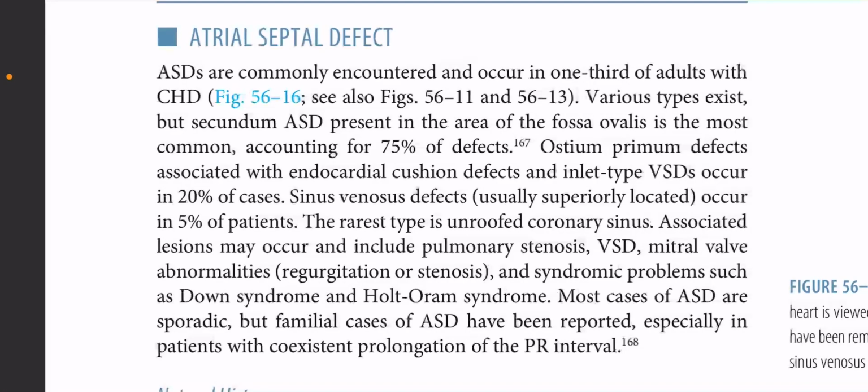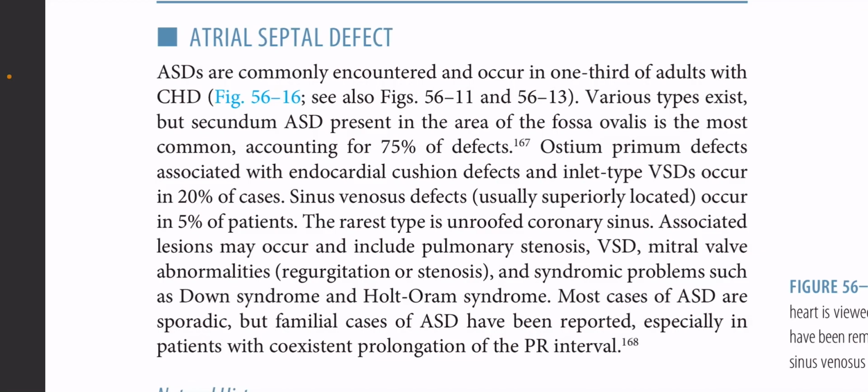Atrial septal defect. ASDs are commonly encountered and occur in one third of adults with congenital heart disease. Various types exist, but secundum ASD, present in the area of the fossa ovalis, is the most common, accounting for 75% of defects. Ostium primum defects, associated with endocardial cushion defects and inlet type VSDs, occur in 20% of cases. Sinus venosus defects, usually superiorly located, occur in 5% of patients. The rarest type is unroofed coronary sinus.